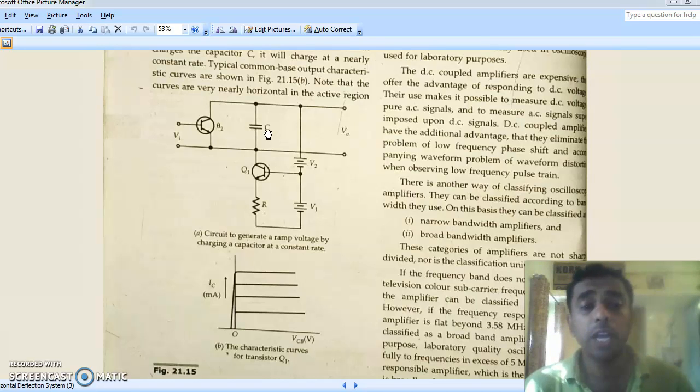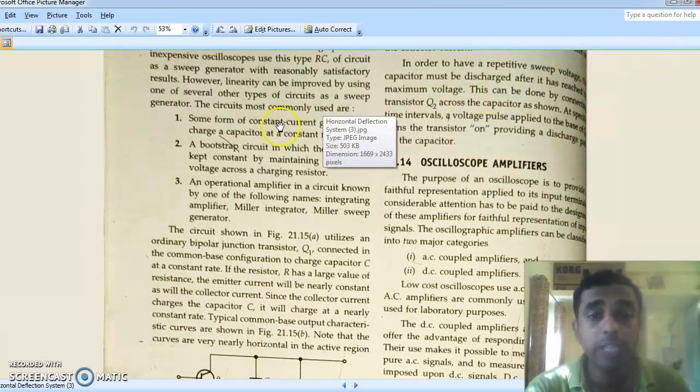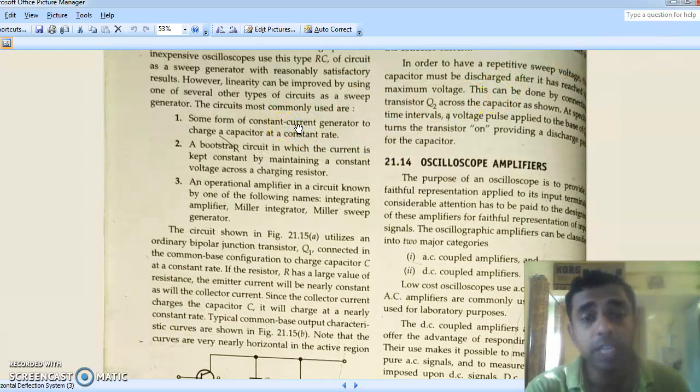Then, coming back to a practical circuit generally employed in a CRO, here we use a constant current generator, which will charge the capacitor.